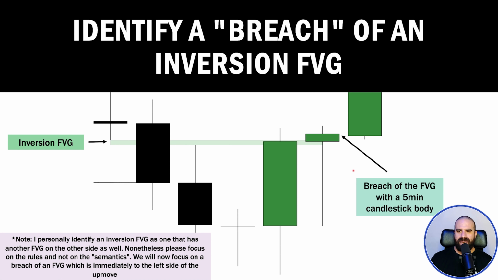Let's proceed and say what we will be expecting right now is a breach of the inversion FVG with a 5-minute candlestick body. This was my inversion FVG, the one in the green zone, and look at that right here. It is not being breached by a body here. It is though being breached with a body with this candlestick right here.